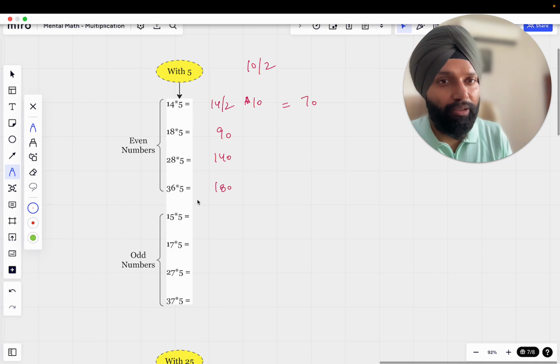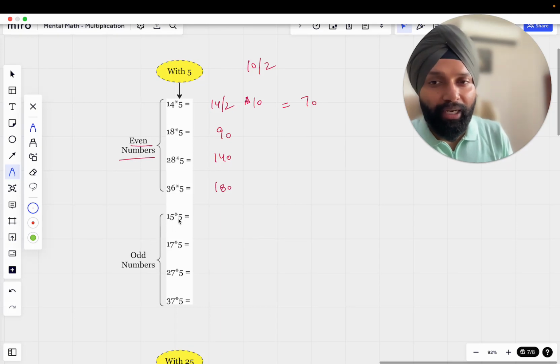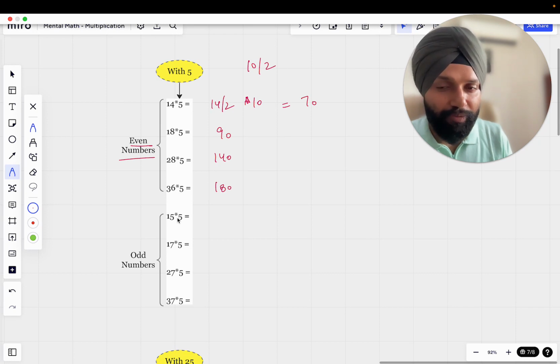That's how you can go about multiplying with 5 when you have even numbers, right? These are even numbers, so divided by 2, you got an integer. 18 by 2 is 9. So let's say we have an odd number, 15 into 5. Again, what I do is I think in terms of the even number first. So it's 14 plus 1. 14 by 2 is 7, so 7.5 I'll get if I divide 15 by 2. So 7.5 into 10 will be 75.